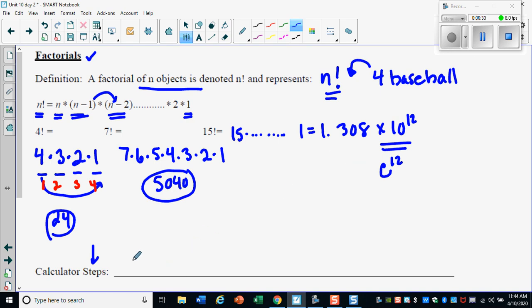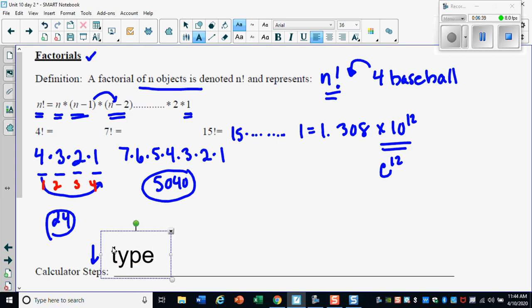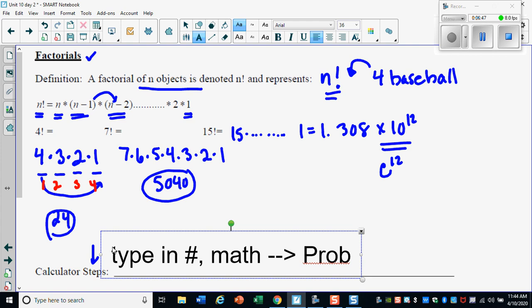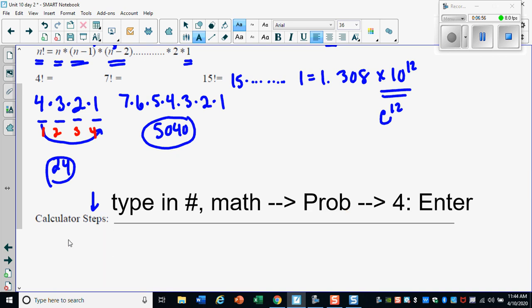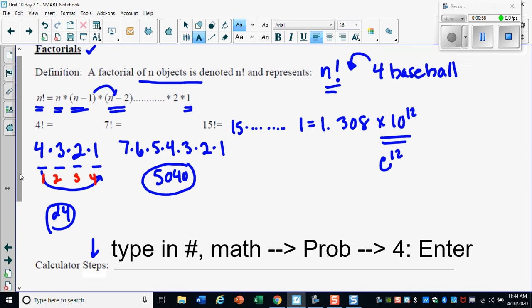So your calculator steps, now you may or may not have to do this, is basically you're typing in your number, and then you're going to hit math, and then you're going to go over to probability. You're going to go down to number 4, and then you're going to make sure you hit enter. That'll give you your answer. You don't even have to do it by hand, and you can use your calculator throughout this lesson to help.